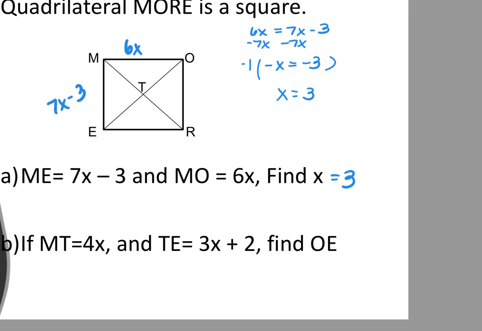Wait, why are the parentheses there? Because you got to get rid of the negative x. You can either divide or multiply by a negative, but I was multiplying the whole thing by a negative. That's what that was. Oh.